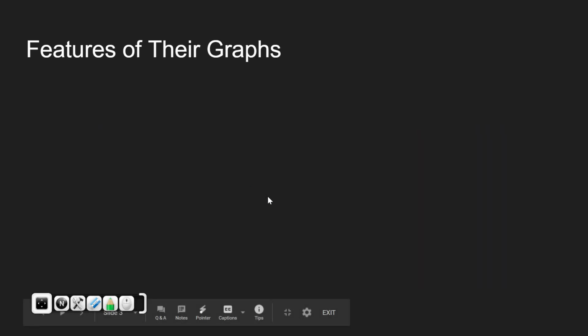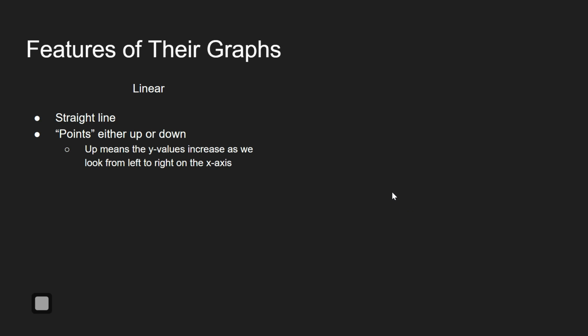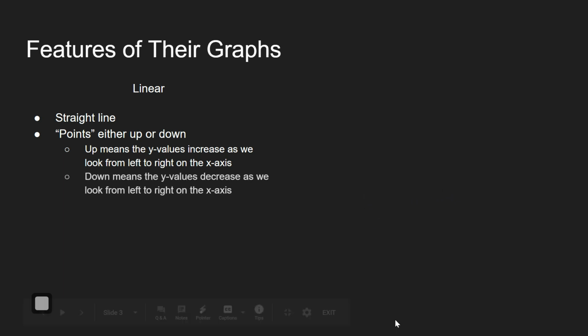If we look at the features of their graphs, the linear equations are always a straight line. We've already mentioned that. They either point up or down. Up means that the y values are going to increase as we look from left to right on the x-axis. Down is going to mean that the y values decrease as we look from left to right along the x-axis.